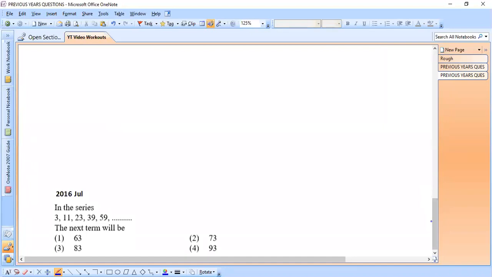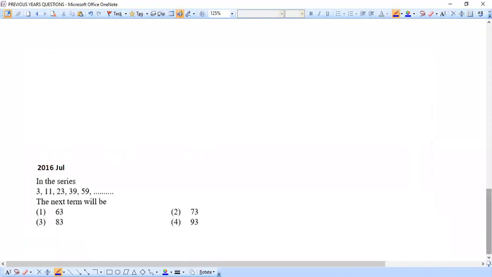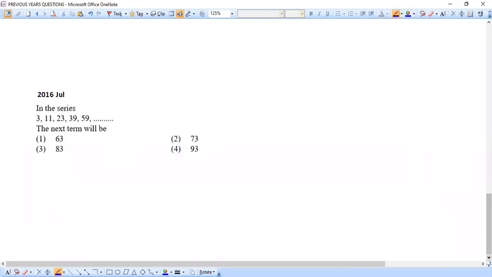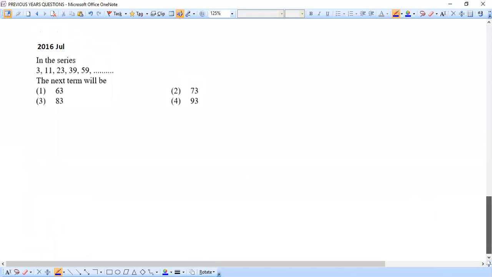We have one more question. I think I can once again full screen it. Yeah, full screen mode on. So 2016 July, we have one question. This is question number 4. I will name it as question 4. Yes, here it is. So again, we have a question which says, find the next number in this sequence. Okay, I will, as usual, note the numbers here. The numbers are 3, 11, then 23, then 39.